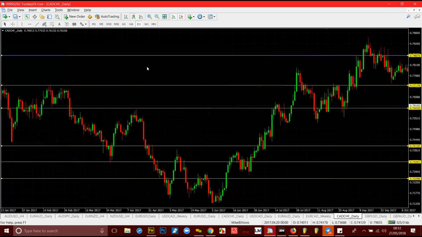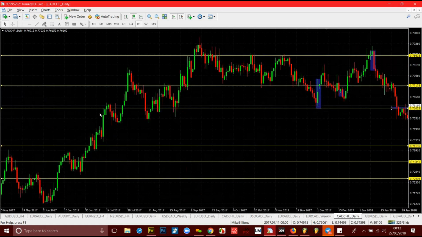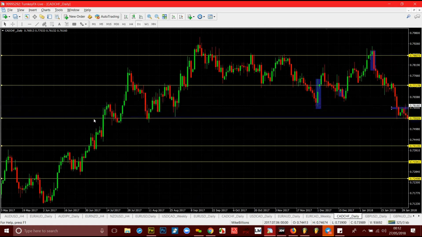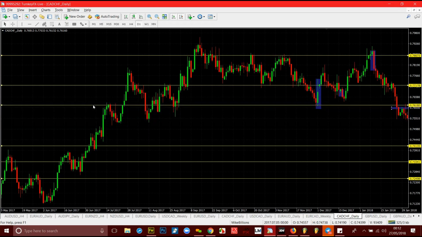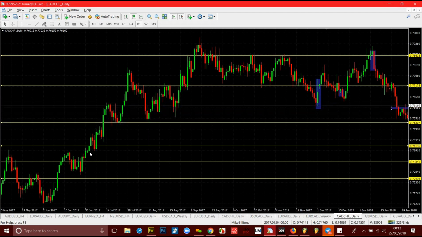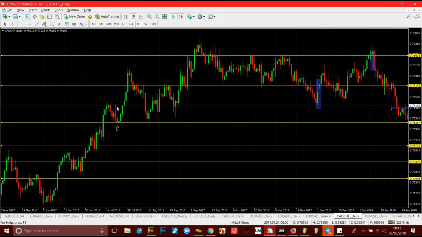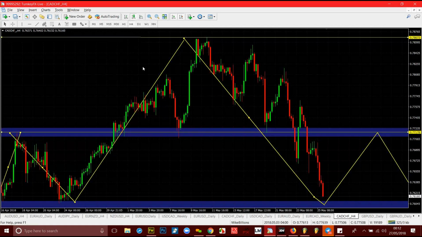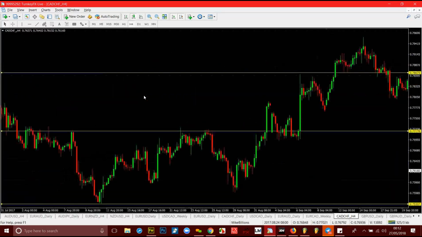Let me see if I can find another one. Let's see. Breakout and retest. Okay, then why don't I use this one? Resistance becomes support. Let me use this one. Let me see if I can find it. Okay, so I dropped to my 4 hour time frame. Let's see if I can find a double top there. This is it.